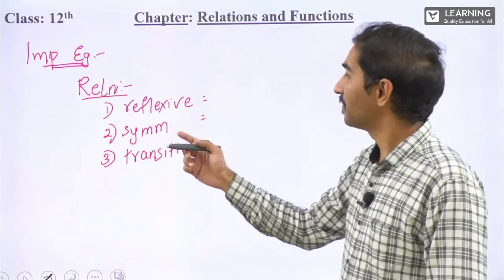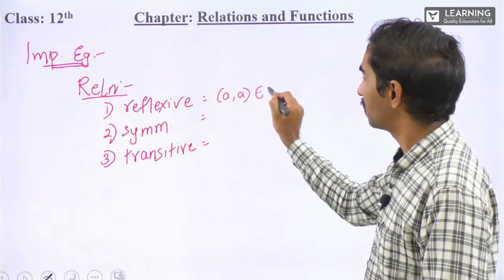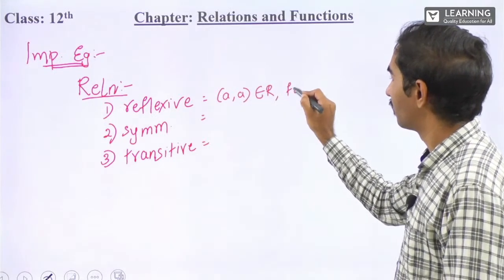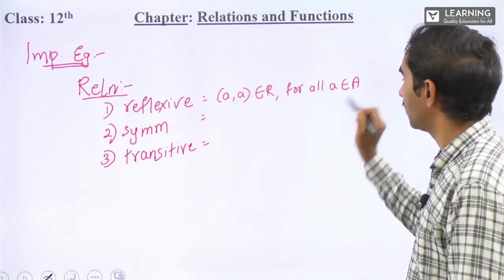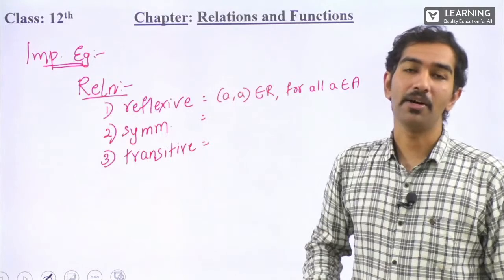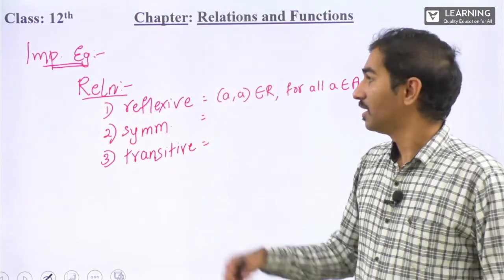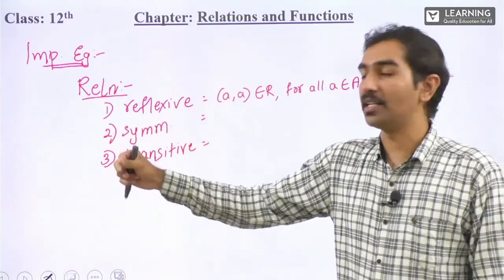So what is reflexive relation? (A, A) belongs to R for all A belongs to set A. So if the set A has three elements, then (A, A) for all the elements of A must belong to R, then we can call that relation a reflexive relation.